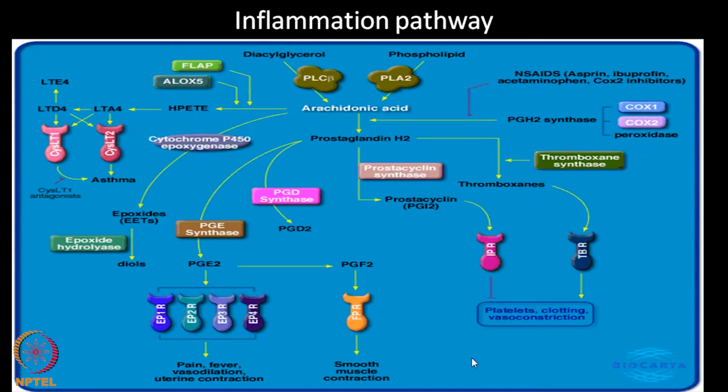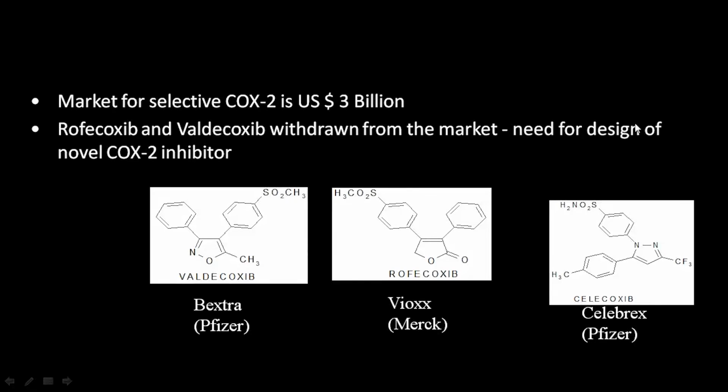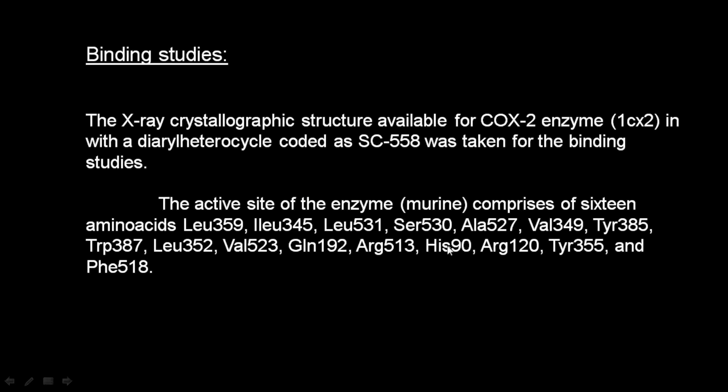So let's go to this inflammatory pathway. We have the arachidonic acid produced, which gets converted to prostaglandin H2 by the COX-1 and COX-2 enzymes. The arachidonic acid is also converted to the leukotrienes by the lipoxygenase enzyme. There are drugs which are very specific towards COX-2, which are in the market, like valdecoxib, doficoxib, celecoxib. So we can download the crystal structure of the COX-2 enzyme.